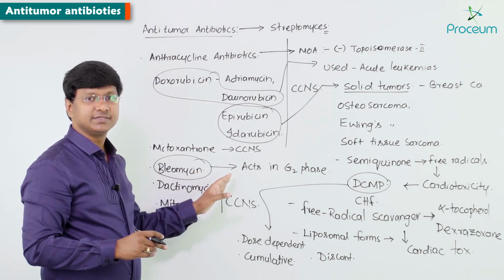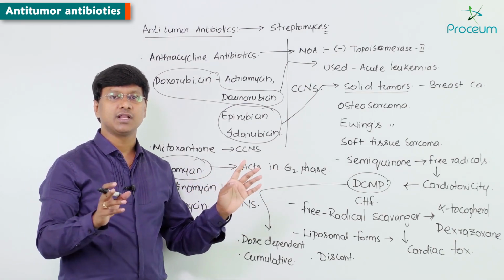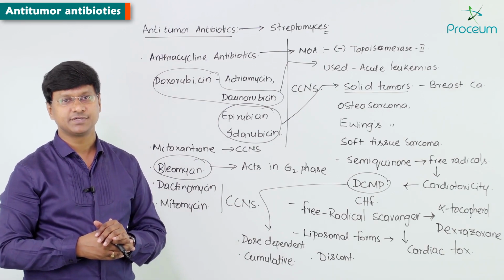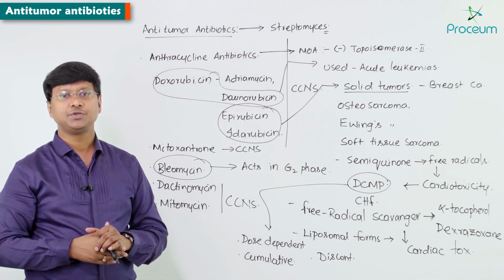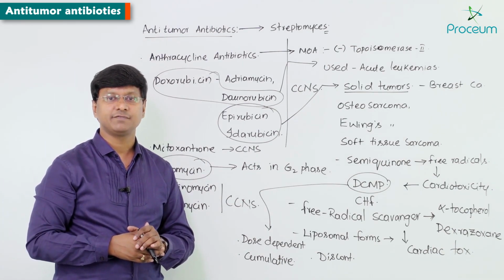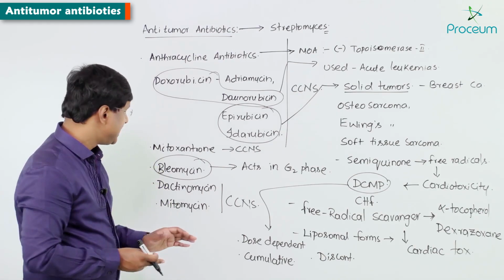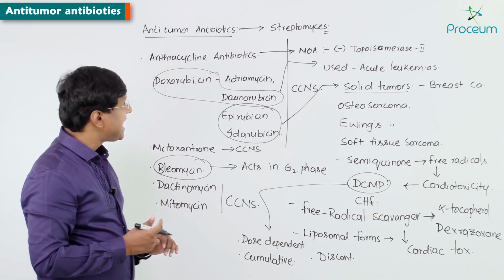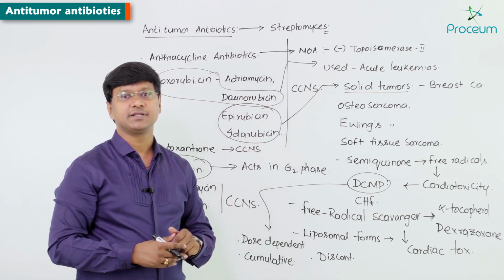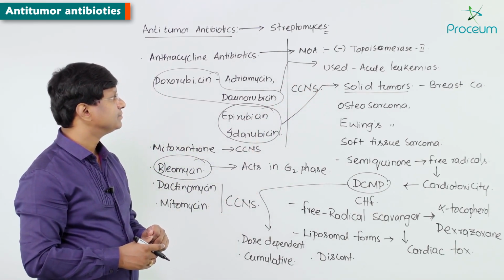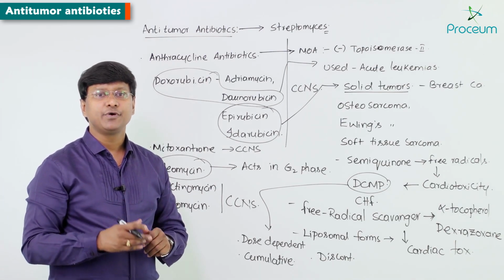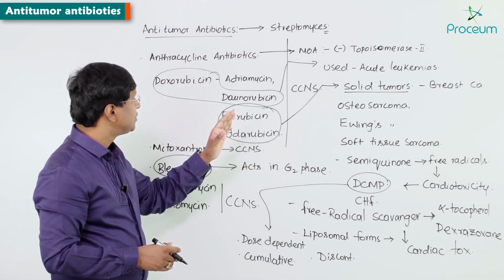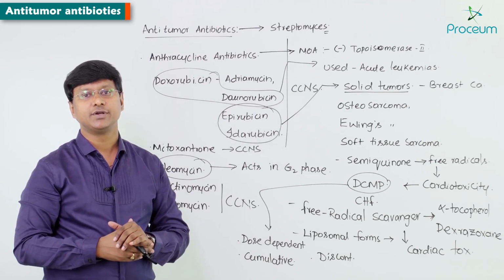Except bleomycin, which is acting in G2 phase, all other drugs are cell cycle non-specific drugs. And remember, all these anti-tumor antibiotics are obtained from the Streptomyces. And these anthracycline antibiotics, remember, act by inhibiting topoisomerase 2. Next, the other point is, you take doxorubicin as well as daunorubicin.